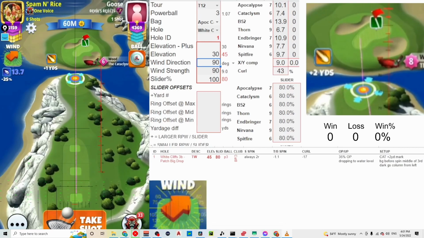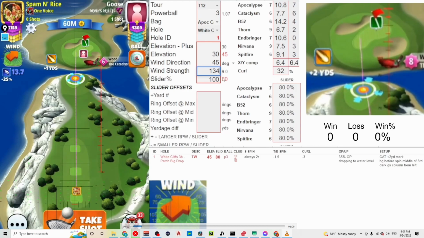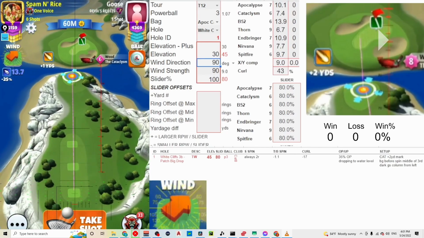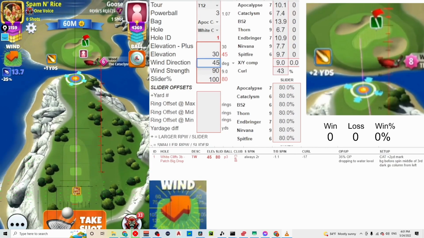So I'm gonna play it. As I'm setting up, I put in the wind angle. I say that it's 45, and I correct it, 137. So you can see it changed to minus 2.1 backspin, and minus 20% curl. So let's go back again. You can see the top spin, backspin.